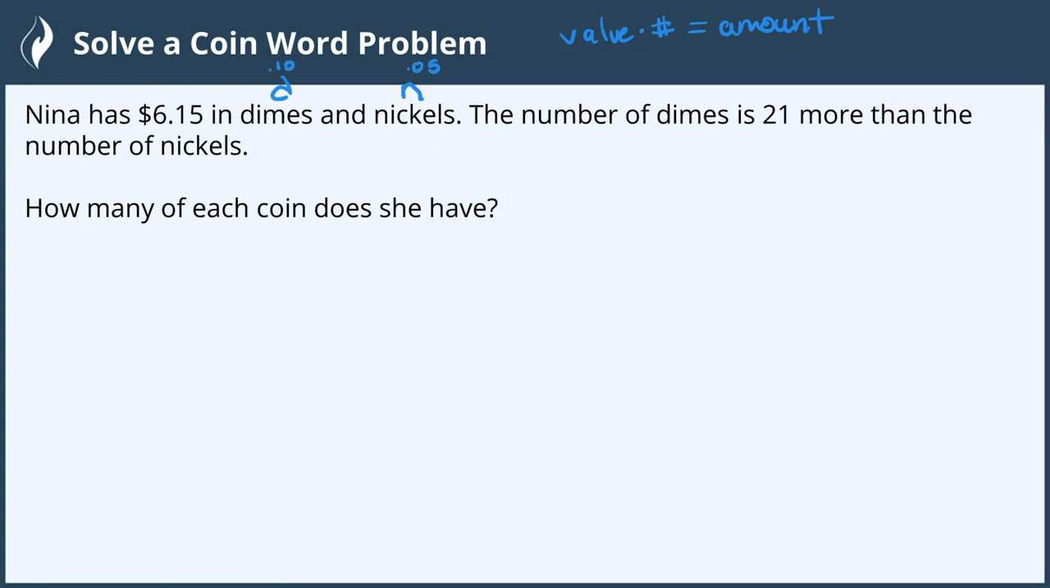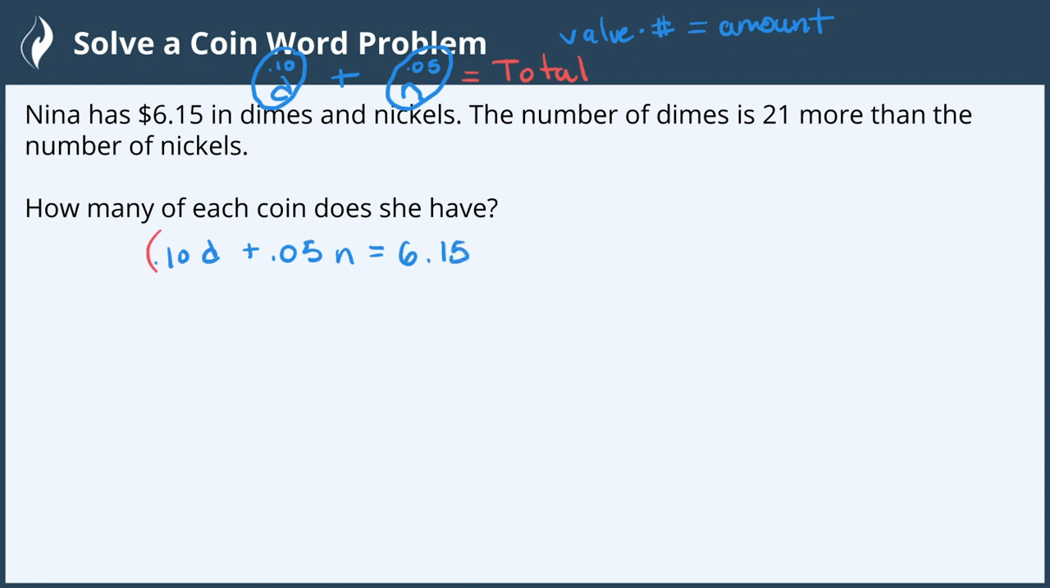So if I multiply 0.10 times the number of dimes and 0.05 times the number of nickels, I'll get the amount for each of those. If I add them together, then we will get the total of all of them, which is $6.15. And this is our first equation. So we have 0.10d plus 0.05n, which will equal the total of $6.15.